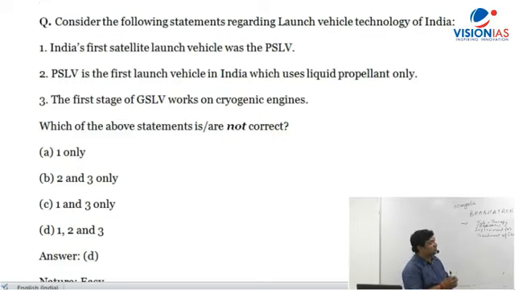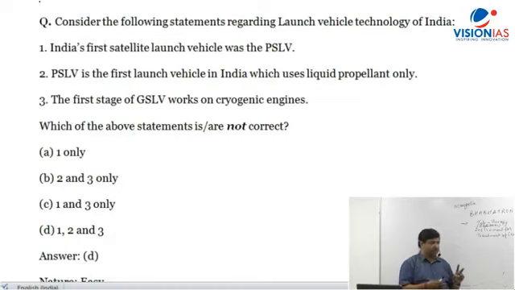Now if you look at the first statement, India's first satellite launch vehicle was PSLV. That is wrong, from the development part you know that. Second, PSLV is the first launch vehicle which uses liquid propellant only. So what is the question based on? Whether you know about the PSLV configuration and what type of fuel is used. UPSC will not ask you nitrogen tetroxide or dimethyl hydrazine; the chemicals will not be asked. But UPSC expects that you know what type of stages PSLV has.